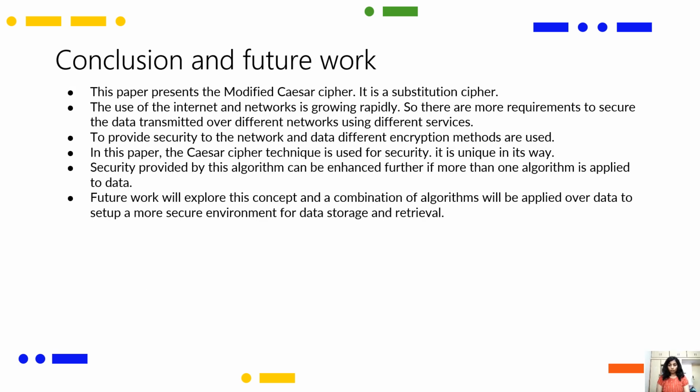Conclusion and the future work. This paper presents the modified Caesar cipher mechanism. It is a substitution cipher. The use of the internet and networks is growing rapidly, so there are more requirements to secure our data, which is transmitted through the networks for different purposes. To provide security to the network and the data, encryption methods are used. In this paper, this Caesar cipher technique is used for security purposes, and it is unique in its own way.